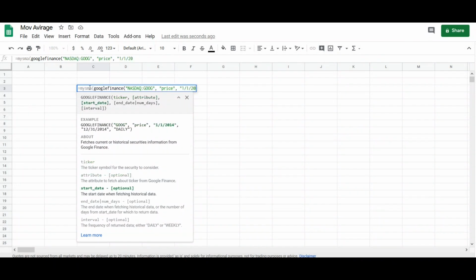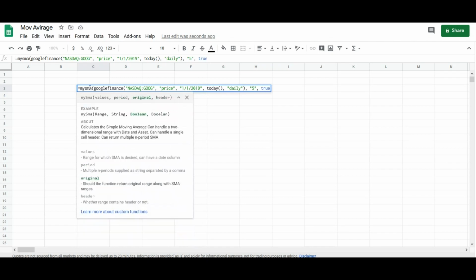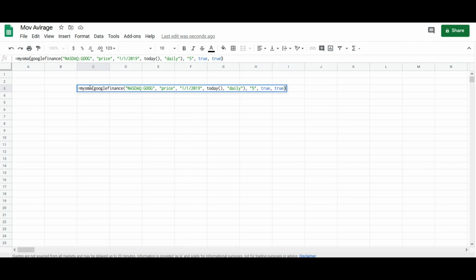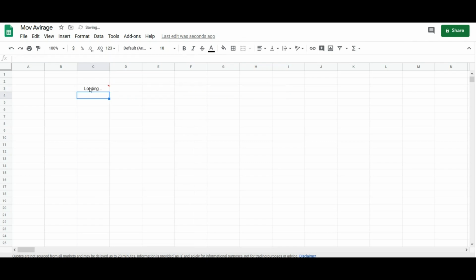We'll not be using AppScript here today. Okay, let's first get some data. I will use the custom function I created for simple moving average and Google Finance formula to get some data points on the closing price of Google stock and the 5-day simple moving average on the Google stock. You can check how I built this custom function in my previous video, the link for which is in the description below. We'll calculate a 5-period exponential moving average here.